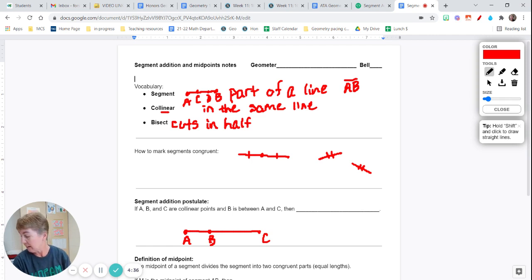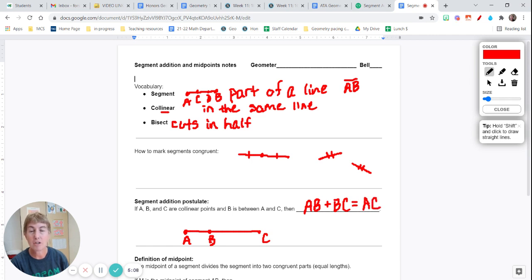And that's exactly what I'm going to show up here, that AB, the length of that. Remember, if there's no segment on the top, we're talking about length. We're adding up, so we're talking about length or numbers. So the distance between A and B, the length of this part, plus the length of this part would equal the whole thing, AC.